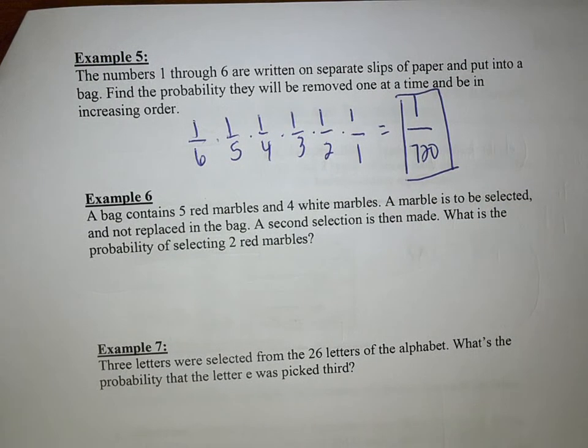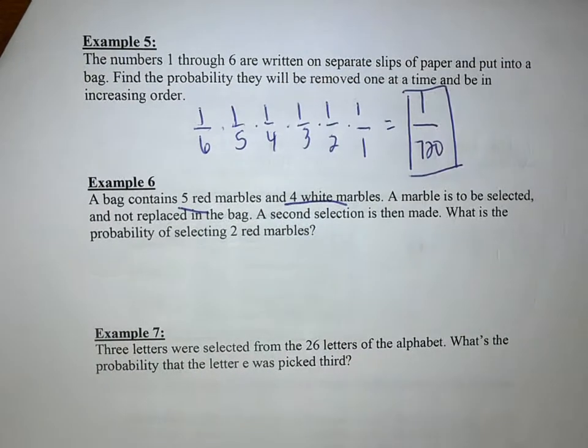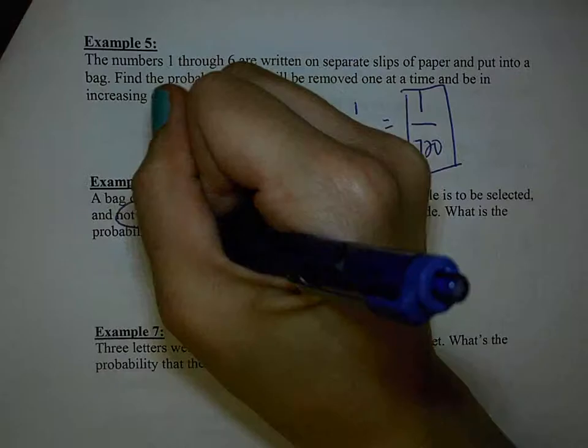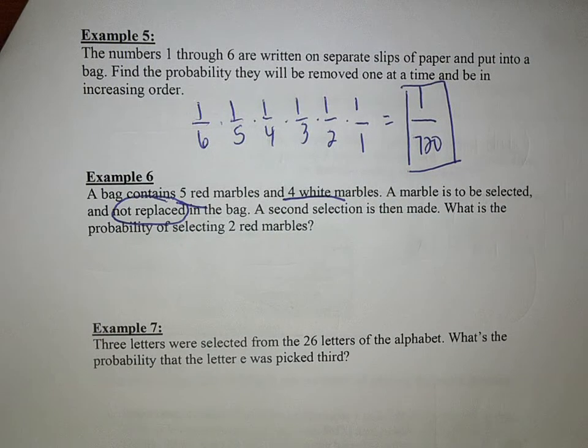Example 6. A bag contains 5 red and 4 white marbles. A marble is to be selected and not replaced. These are key things that I usually circle in the problem. A second selection is then made. What is the probability of selecting 2 red marbles?